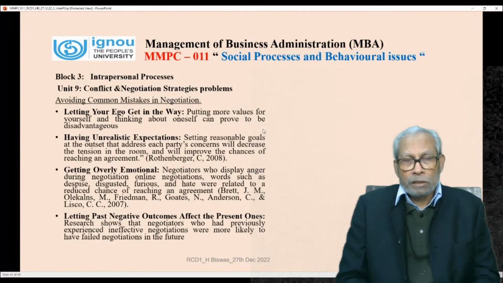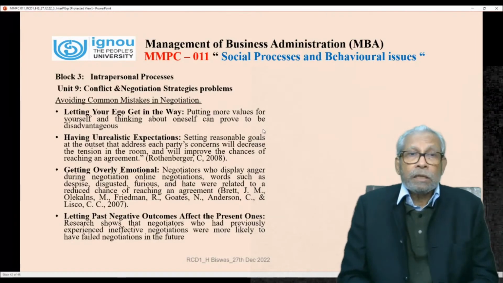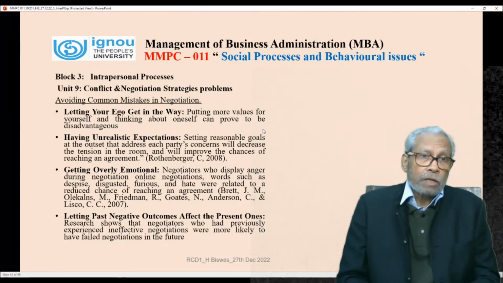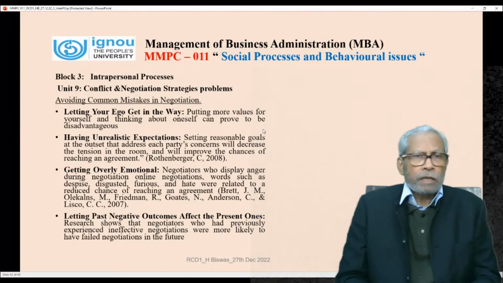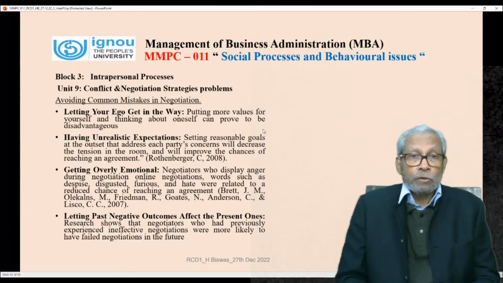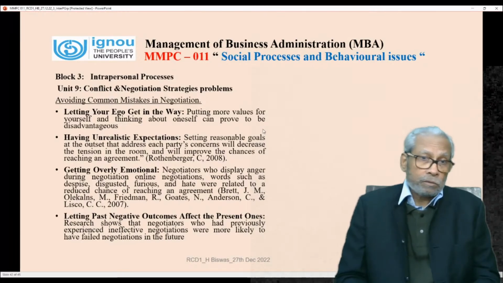Having unrealistic expectations. Sometimes the union or the management, suppose they are discussing a bonus, makes unrealistic demands, like a bonus this company cannot give that much money for. So sometimes it is created, and that has to be reduced. Expectations should be realistic. Getting overly emotional is also a mistake. Sometimes emotion hampers things, and the negotiation can stop in this way also. Negotiators who display anger during the negotiation will create problems. So this area has to be avoided.